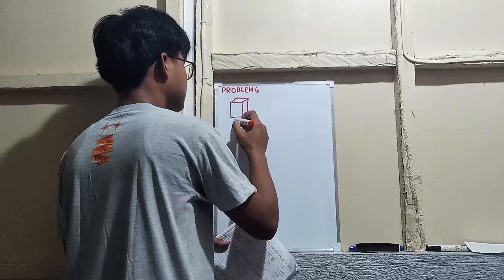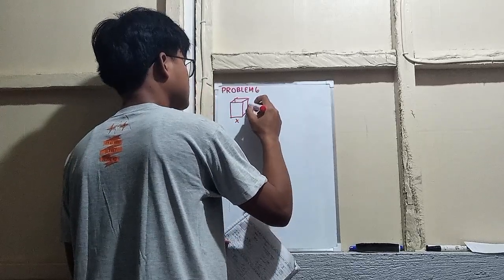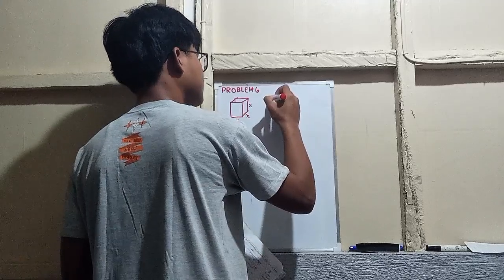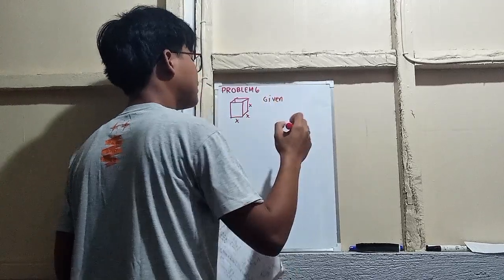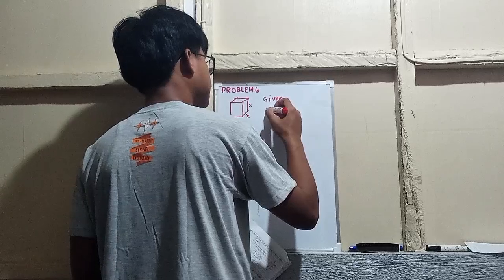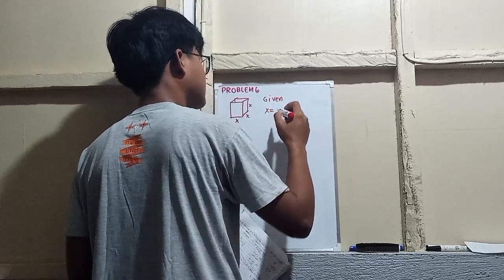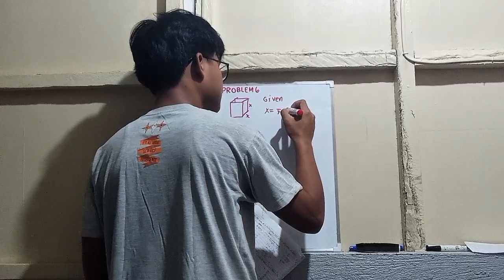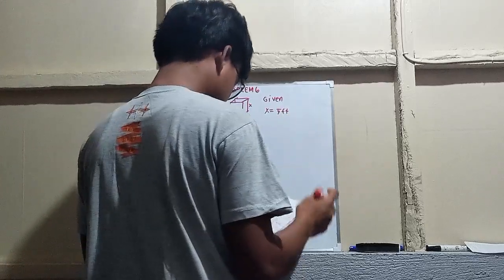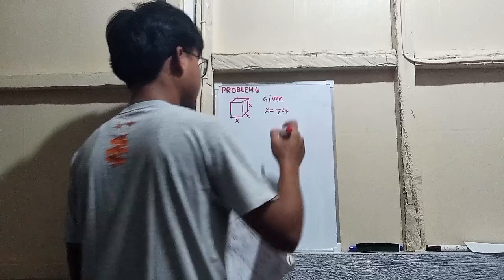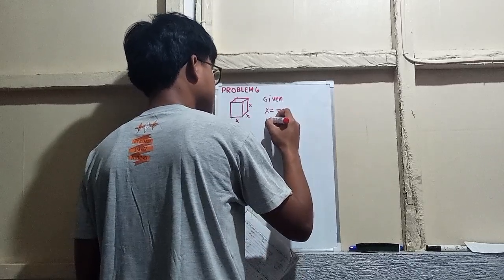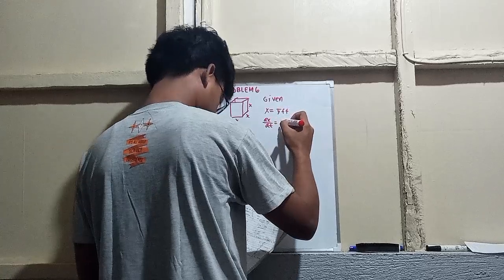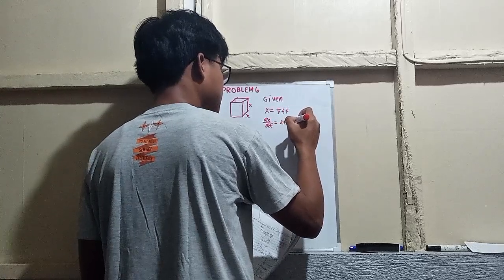Then here, x is the edge, and the given in the problem is x, or our edge, is equal to 5 feet, and our rate that is given is dx over dt is equal to 2 feet per second.